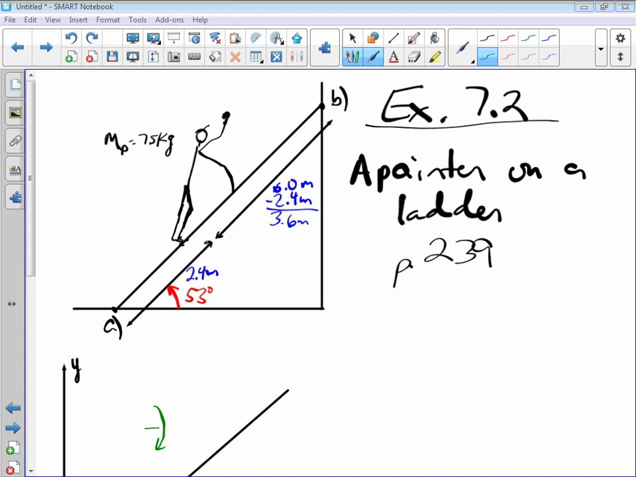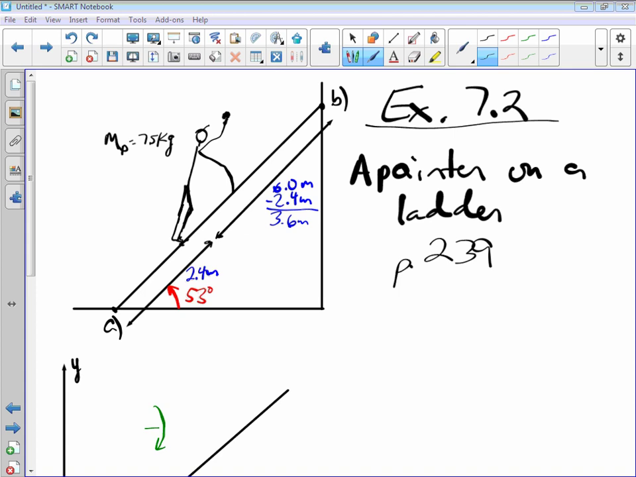All right, it says example 7.2, a painter on a ladder. A 75 kilogram painter stands on a 6.0 meter long, 20 kilogram ladder, although in the picture it doesn't mention anything about the ladder being 20 kilograms, tilted at 53 degrees relative to the ground. He stands with his feet 2.4 meters up the ladder.